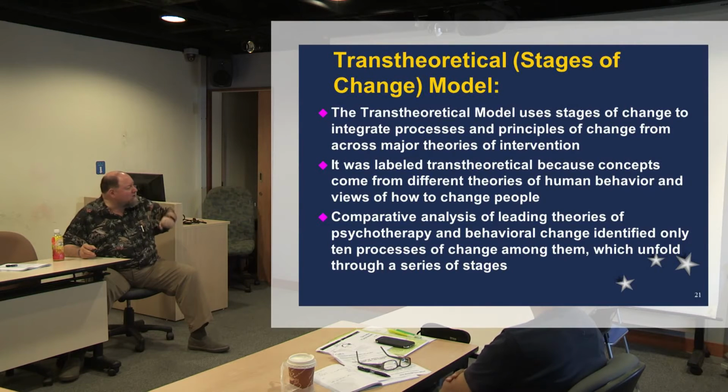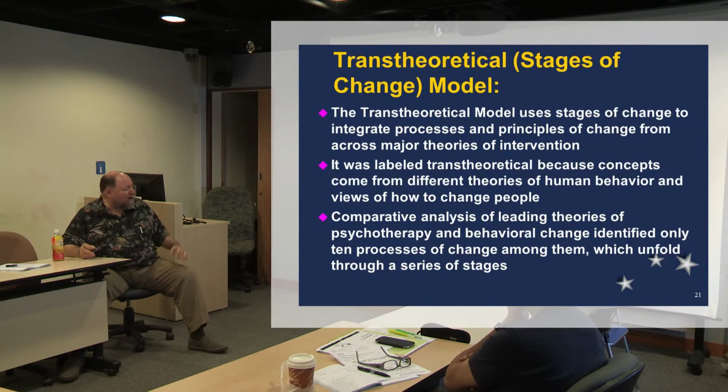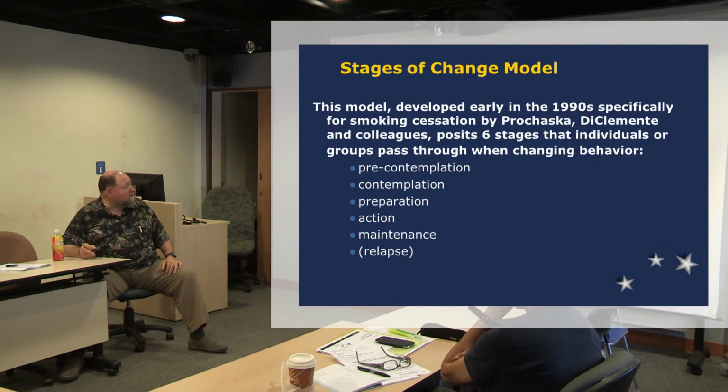The Transtheoretical Model uses stages of change to integrate processes and principles of change from across major theories. It was labeled transtheoretical because concepts came from different theories of human behavior used to change people. It uses comparative analysis of leading theories of psychotherapy and behavioral change so that they can come up with a series of steps towards change. So here are the stages.